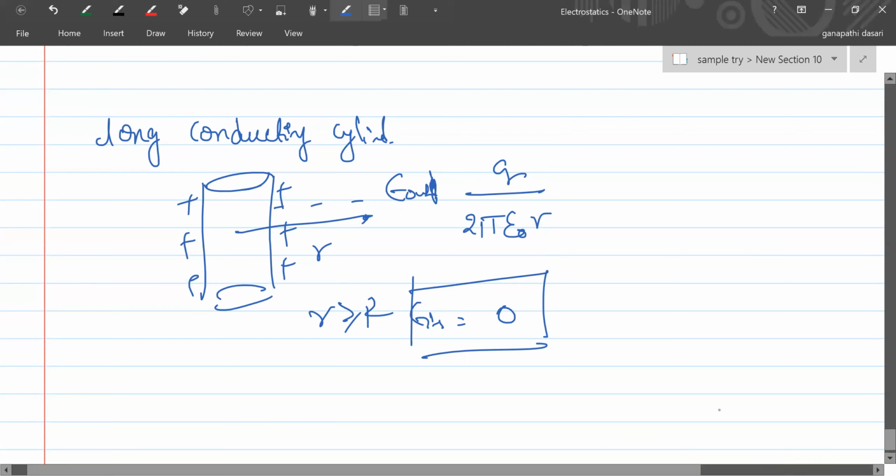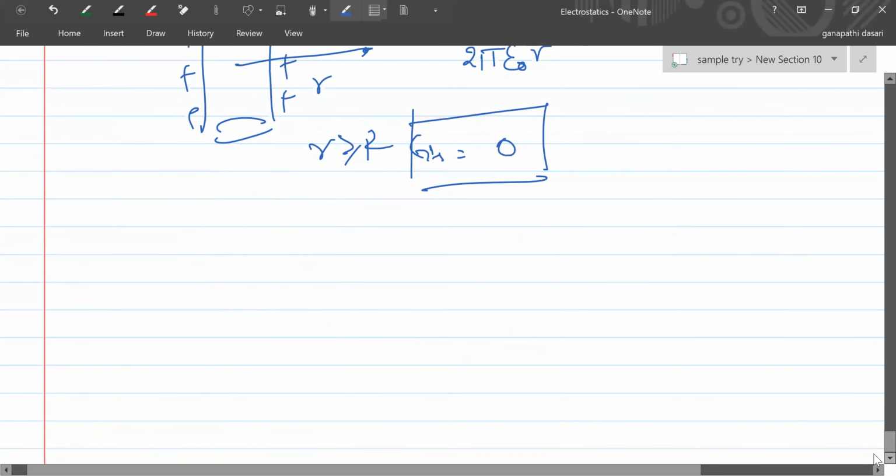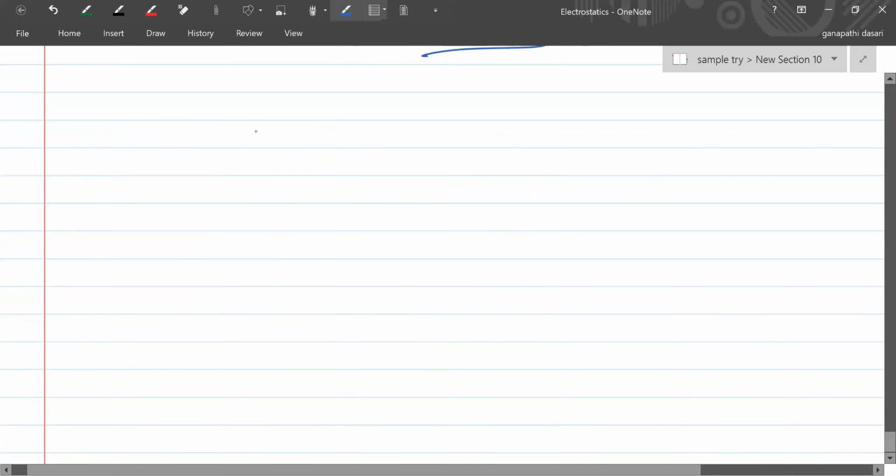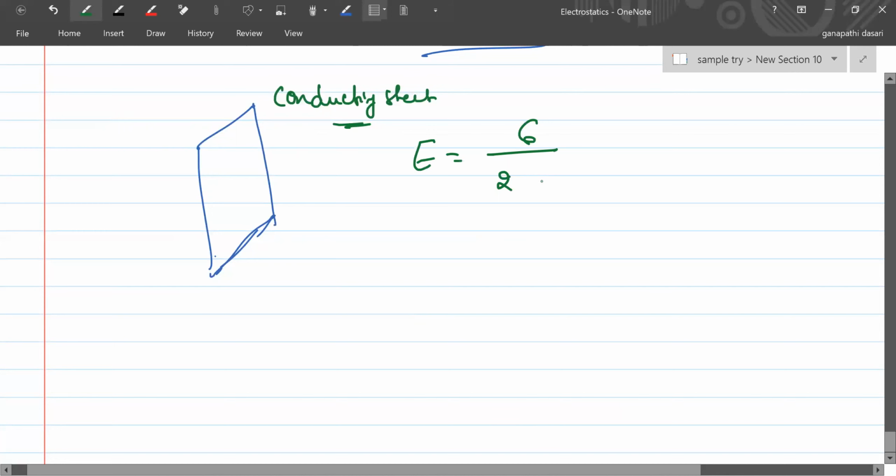Then the values you need to understand. For a long conducting sheet, E is equal to sigma by 2 epsilon naught.